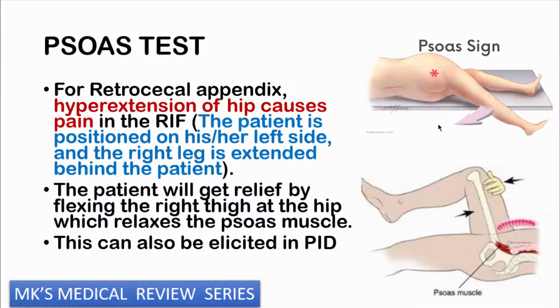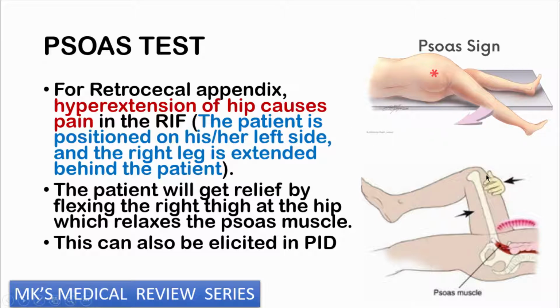The next sign is known as the psoas sign. So this is seen often in a retrocecal appendix. Hyperextension of the hip is going to cause pain in the right iliac fossa. So what you're going to do is ask the patient to lie on their left side at the edge of the bed. Then you're going to tell the patient to relax the limb. You take the right leg and you extend it behind, as seen in the picture above here.